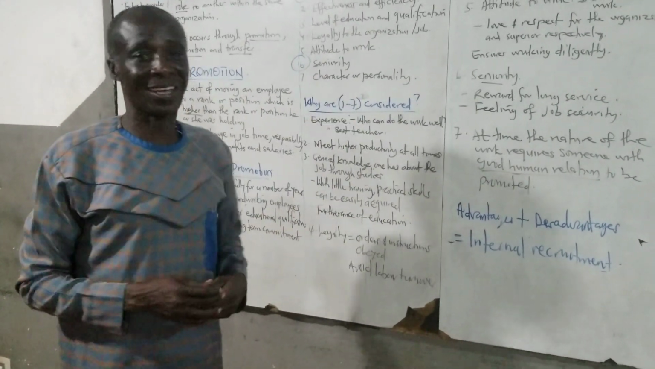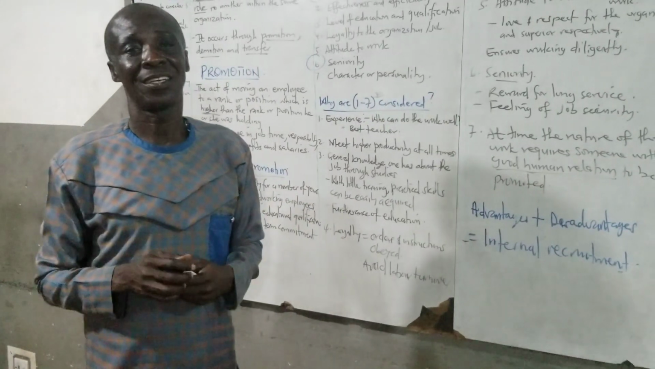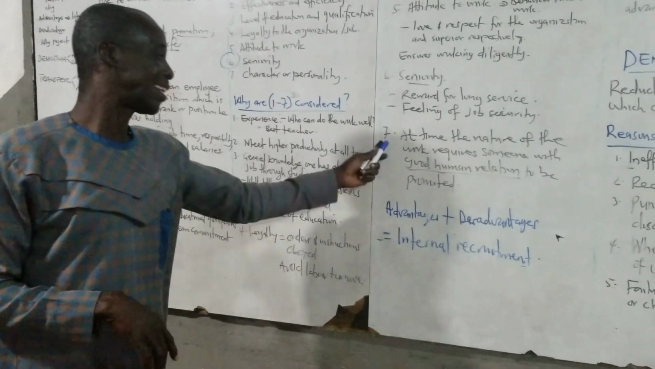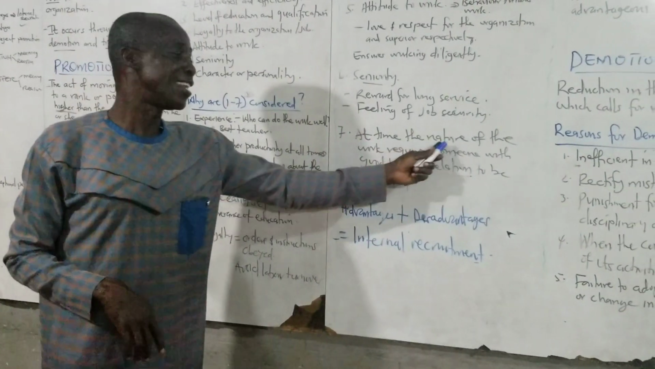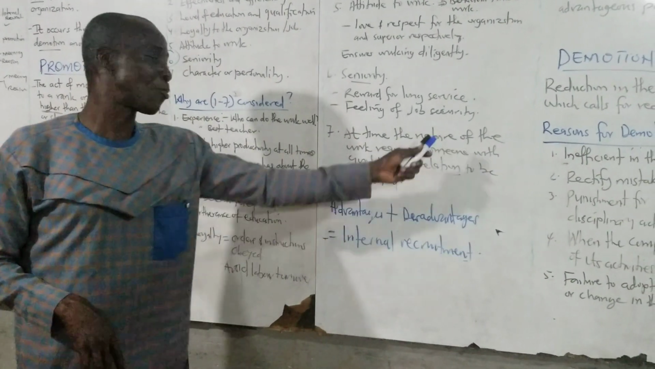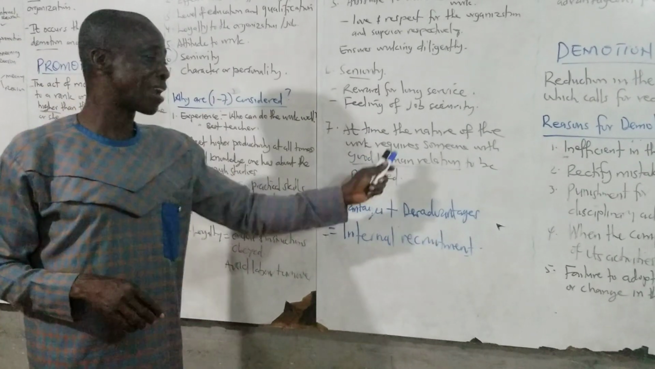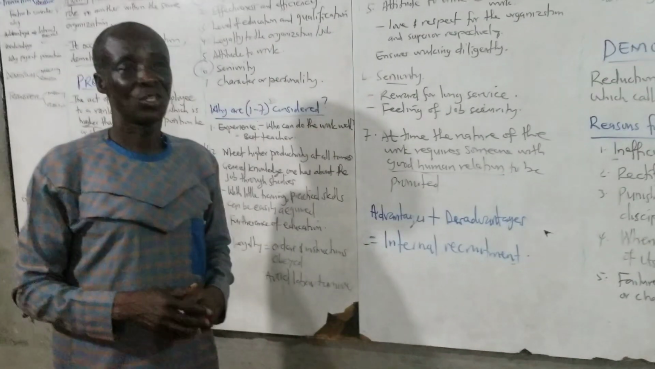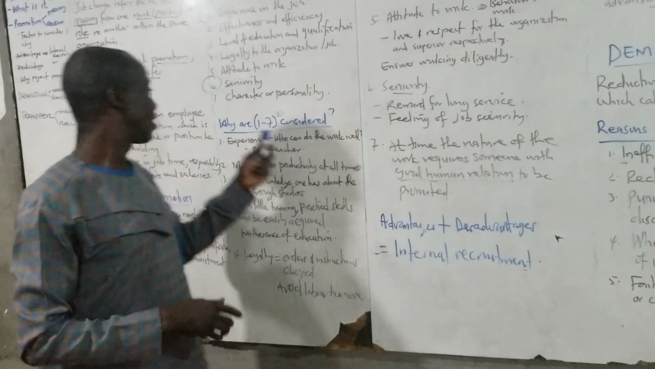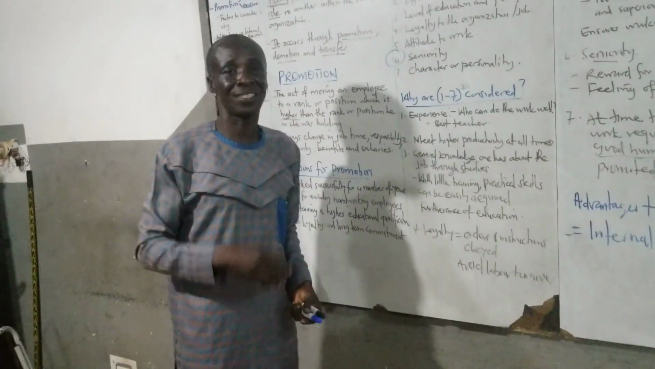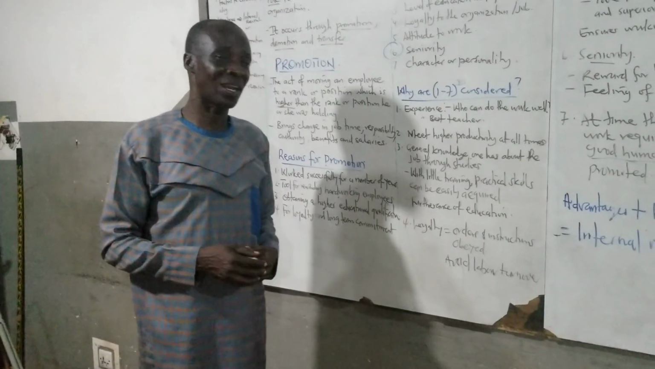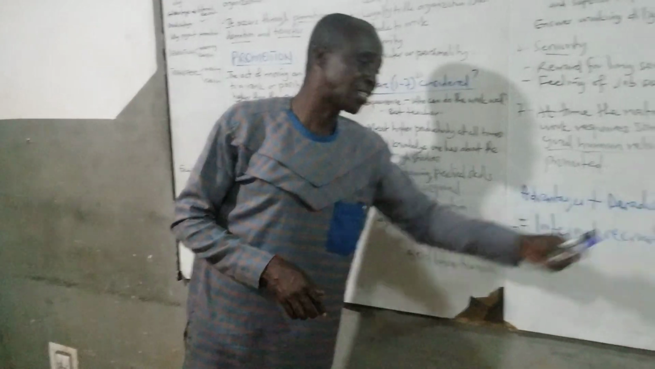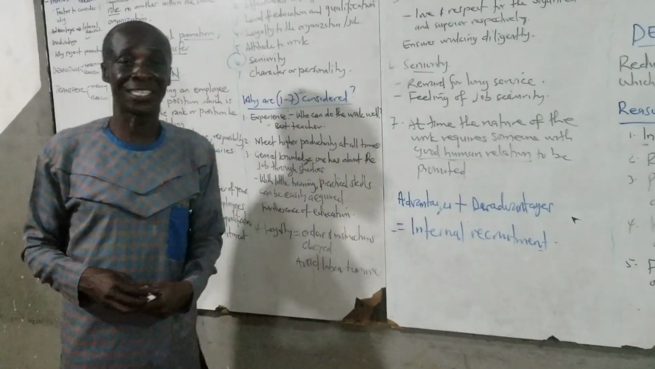So your character or your personality. And why would they look at that? I say at times the nature of the work requires someone with good human relation to occupy a certain position. So if you have a good human relation, that is your character, your personality, then you would be the one to occupy that position. So that is for that one. Advantages, disadvantages, we have already done that one because we have done internal recruitment.